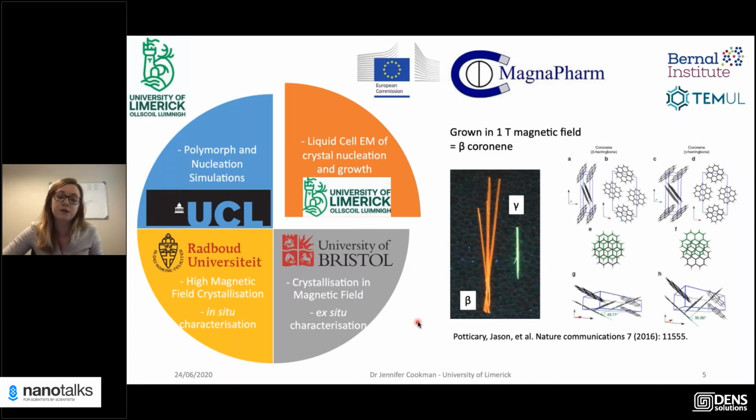So in University of Bristol, they do these experiments at 1 Tesla and 2 Tesla. They do ex situ characterization. We also have Radboud University in the Netherlands, and they do the high magnetic field based experiments, and they can go up to approximately 35 Tesla. We have Sally Price on board from University College London to do the simulations part of the project.